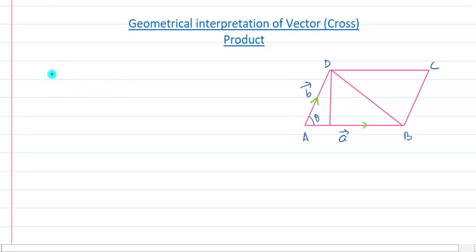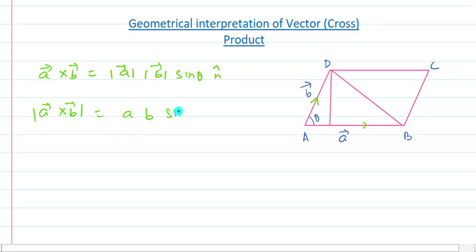As we know, A cross B can be written as modulus of vector A, modulus of vector B, sin theta, n cap, and the modulus of A cross B is modulus A modulus B sin theta. If we talk about length, then we know that the length of vector A is AB. Let me write it as AB, and the length of vector B is AD. So let me write it as AD sin theta.